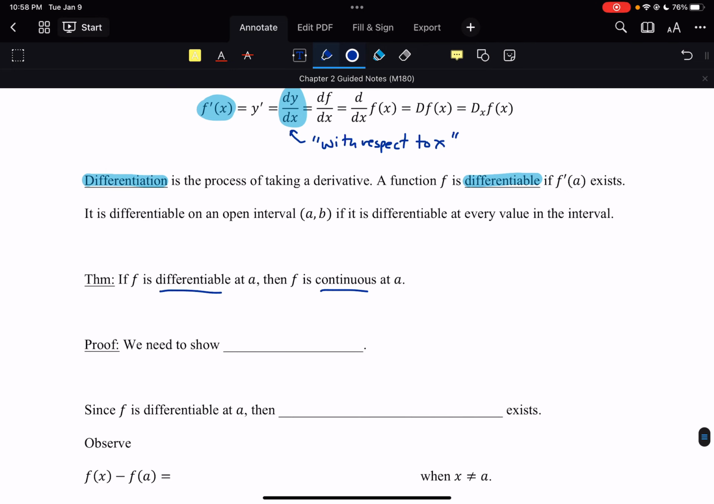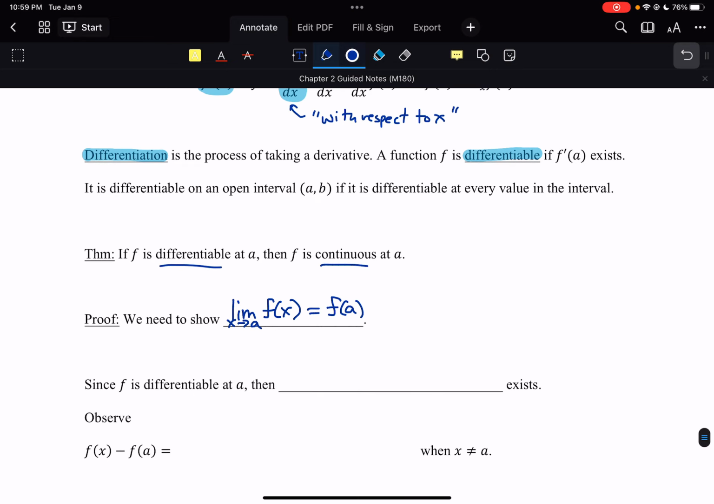To prove this statement, we're going to assume that f is differentiable, so it has a derivative that exists, and we're going to prove that f is continuous. In order to prove that a function is continuous at a point, we need to show that the limit as x approaches a of f of x equals f of a. We need to prove that the limit exists, that the function exists, and that they are equal to each other. If we can prove this statement is true, using only differentiability as our only assumption, then we will have proven it.